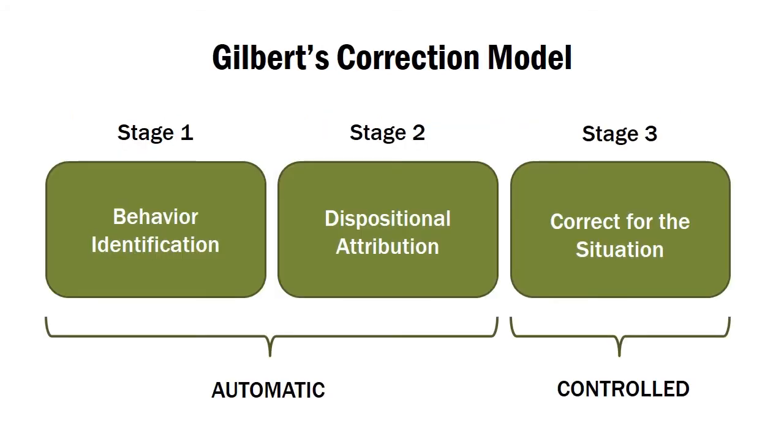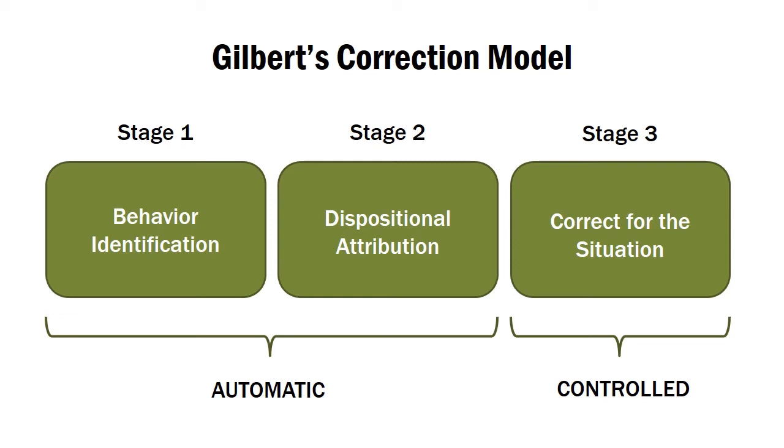Well, one model that's tried to answer this question and understand when, if ever, people account for the situation in their explanations is Dan Gilbert's correction model. And in this model, what he proposes is that there are 3 stages of attribution. In the first stage, you identify the behavior. In the second stage, you draw a dispositional attribution by default. And then, after you've already committed yourself to a dispositional explanation, you will revise your attribution considering situational factors.